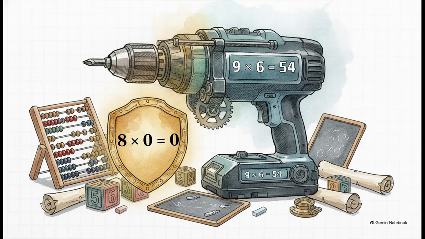Mastering basic products like 3 times 4, 7 times 3, and 9 times 6 is literally like upgrading your everyday toolkit to a power tool. When you instantly just know these facts, you stop getting bogged down in the slow mechanics of counting and start absolutely flying through problems. Oh, and by the way, never forget the golden rule. Any whole number multiplied by 0, like 8 times 0, is always 0.